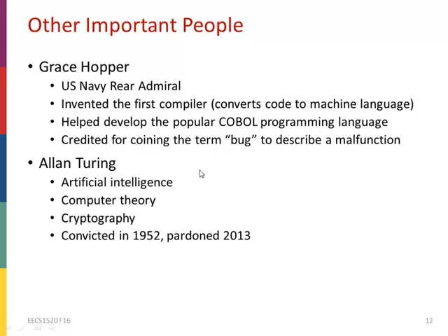Grace Hopper was born in 1906. Unfortunately, she passed away in the early 90s. Someone who was born after her, but sadly died before her, was Alan Turing.